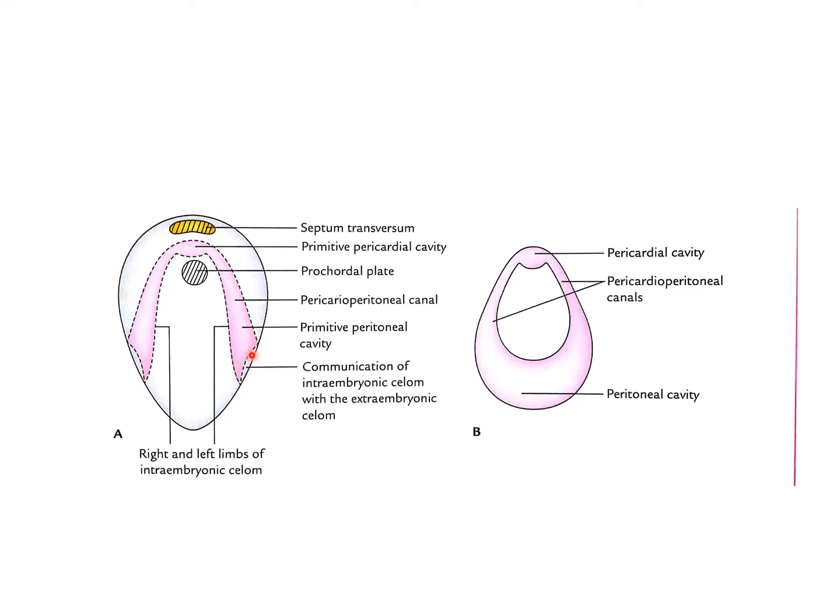Once the two ends of the primitive peritoneal cavities merge together after the lateral foldings, you get a complete peritoneal cavity to see.